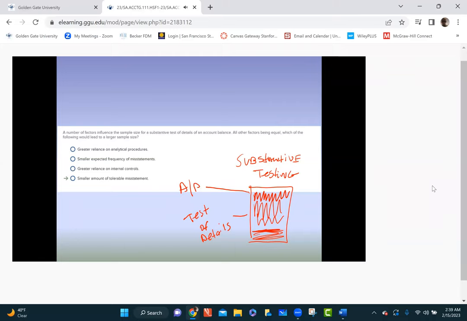So you can see now the correct answer, smaller amount of tolerable misstatement. So what's going to happen? The smaller my tolerable misstatement is, 2% error would make a difference in somebody's judgment. I'm going to have to take a much larger sample to find those little errors that could make a difference in somebody's decision. Okay, so materiality levels come down, tolerable misstatement comes down, sample size for your substantive testing has to come up.